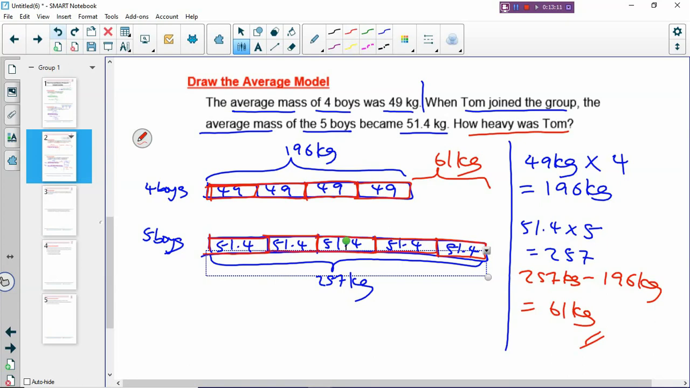So this is how you draw the average problem. It may take some time, it may take a while to draw the model, but at least you will know how to work out the answer by looking at the model. Okay, let's look at another one.